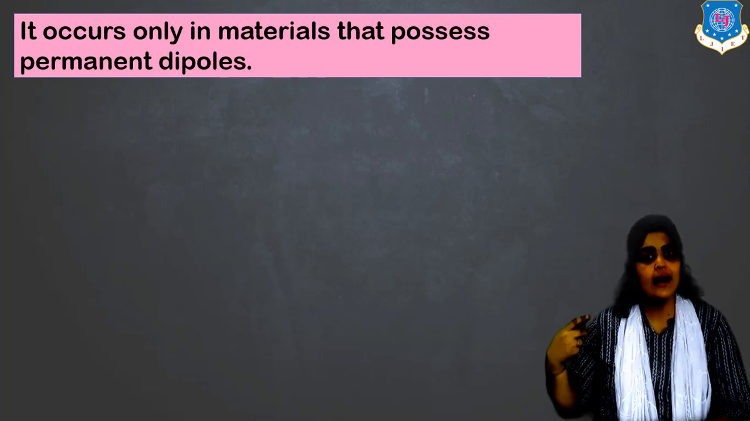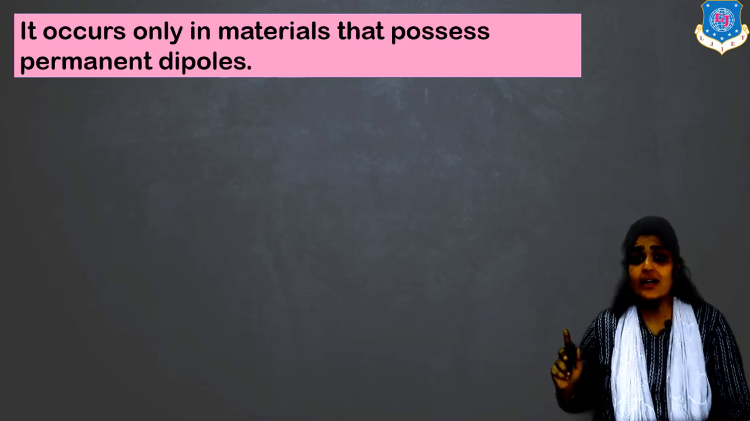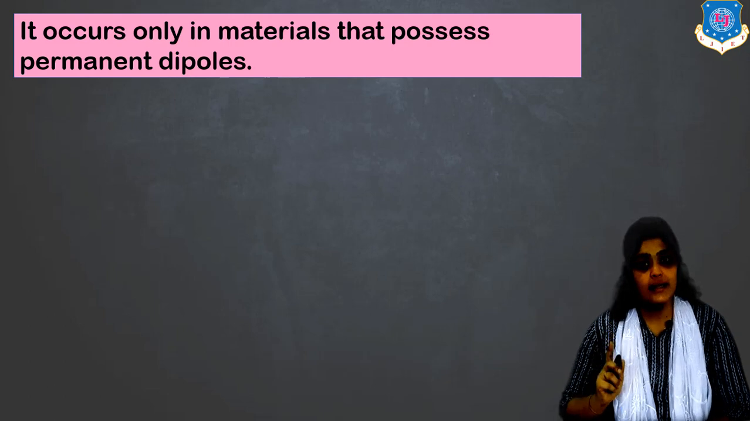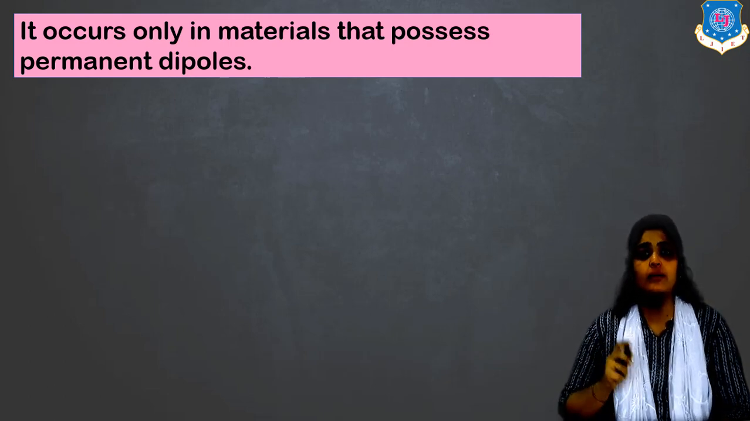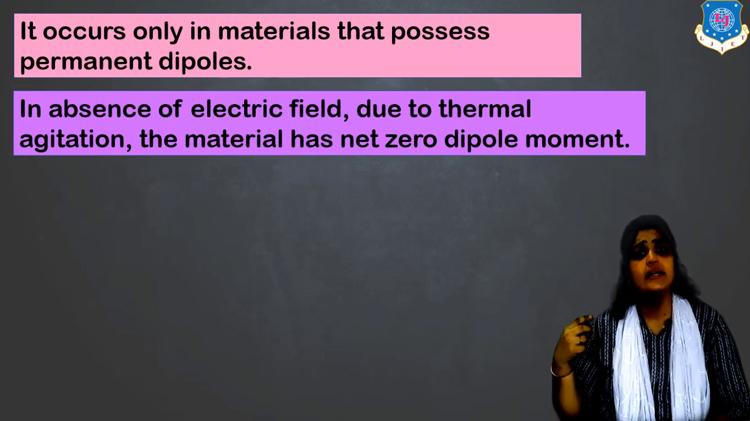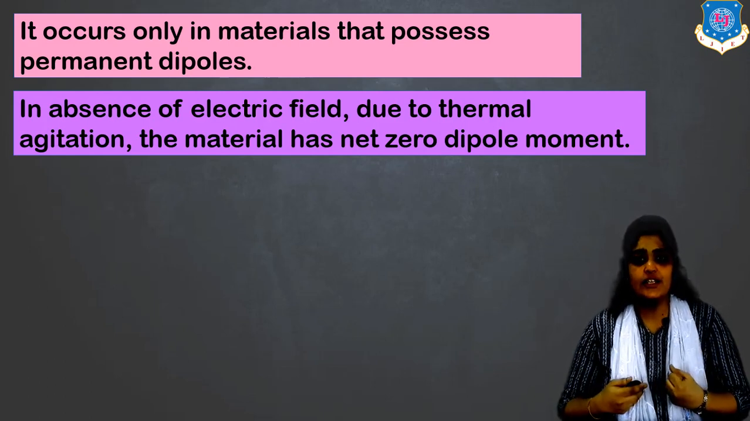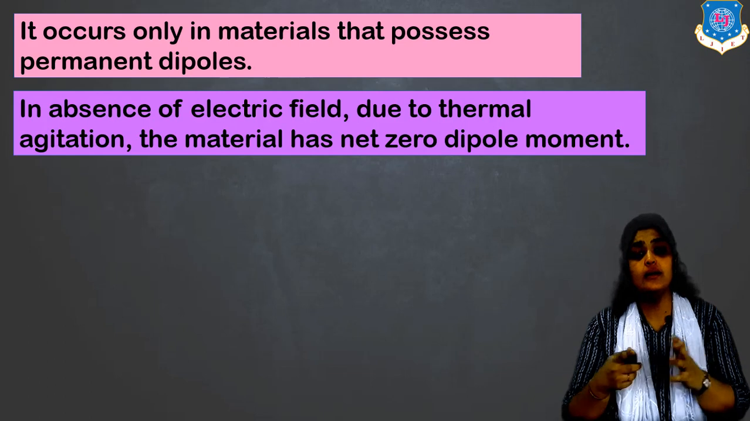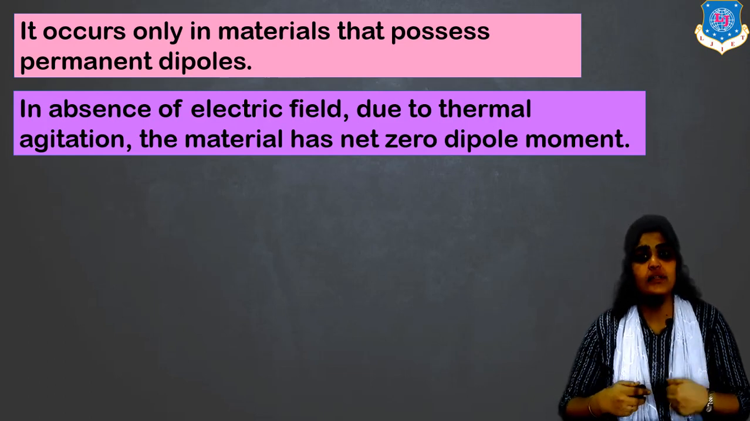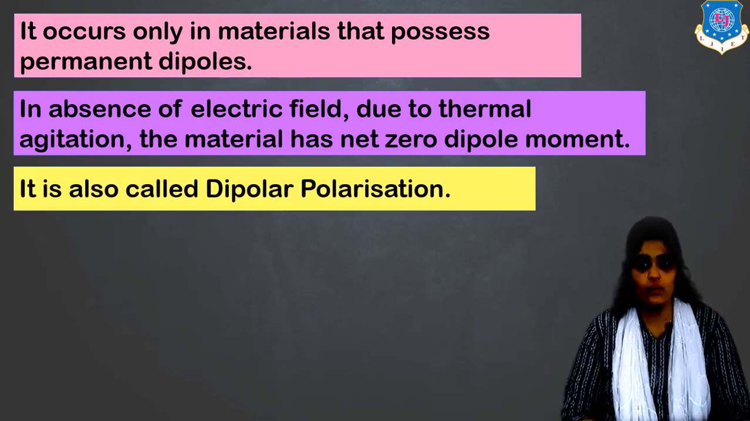So as I said, it occurs only in materials which have permanent dipoles. What are such materials called which have permanent dipoles? They are called polar dielectrics or polar molecules. In the absence of electric field, what actually happens is that due to thermal agitation, or you can say due to the random motion of the dipoles, the net dipole moment is 0.